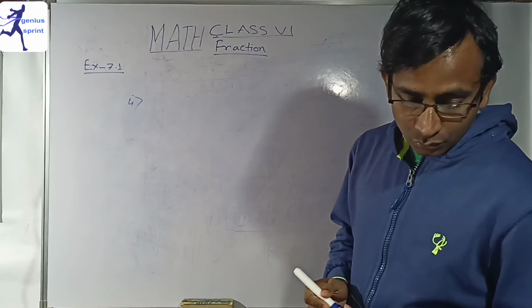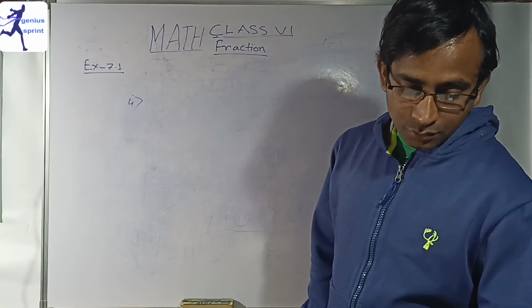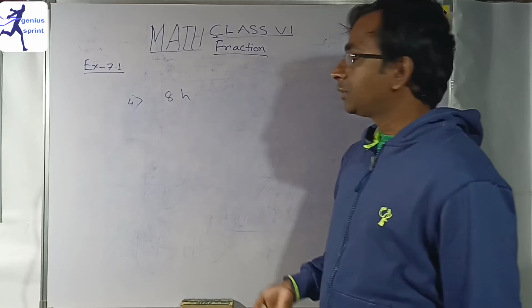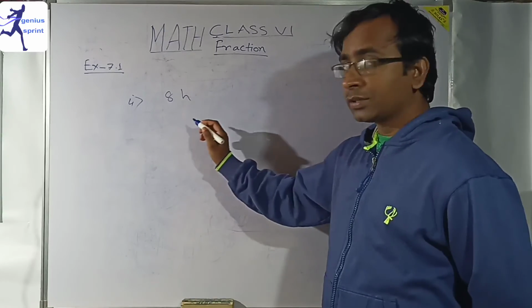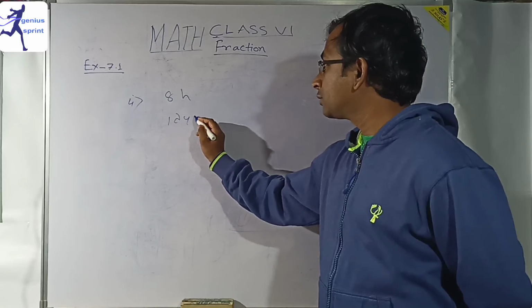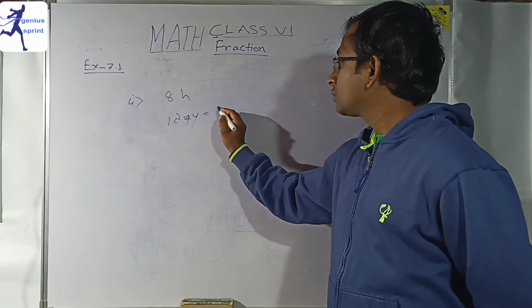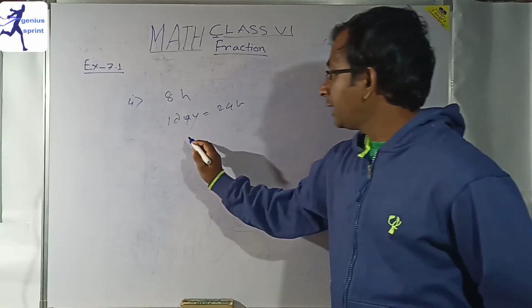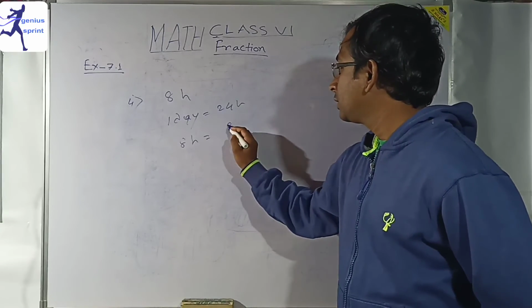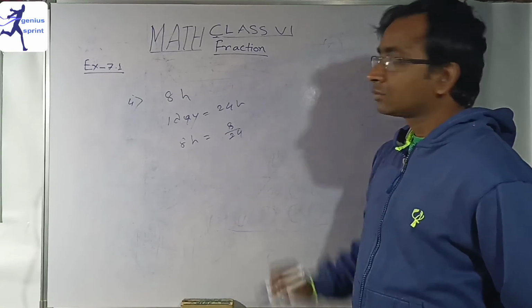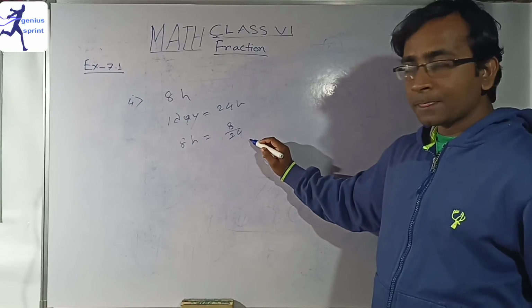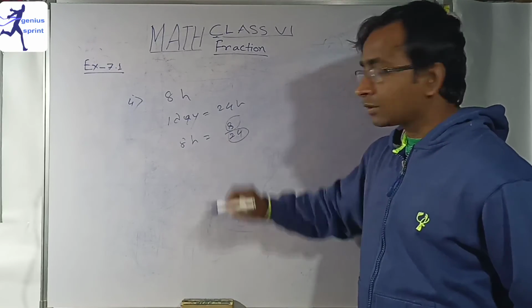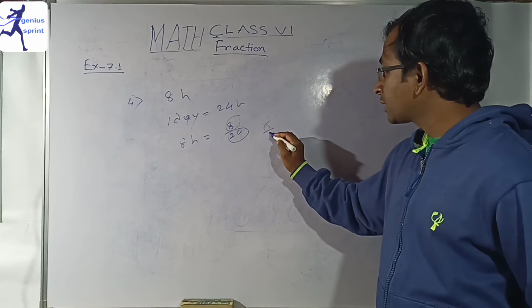Okay, now it is question number 4. It says: what fraction of a day is 8 hours? Suppose it is 8 hours. We have to find the fraction of a day. Okay, so we know that one day is equal to 24 hours. Yes, one day is equal to 24 hours. So 8 hours should be 8 upon 24. That means this is the fraction of a day. Okay, if a whole day is 24 hours and among them I have taken only 8 hours, so 8 upon 24 will be your fraction.